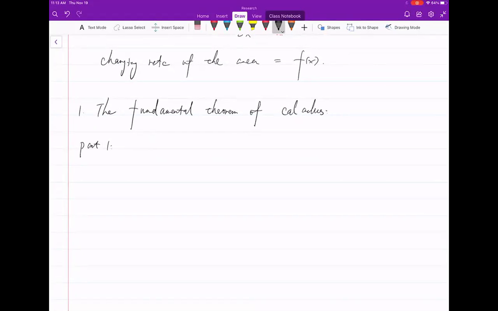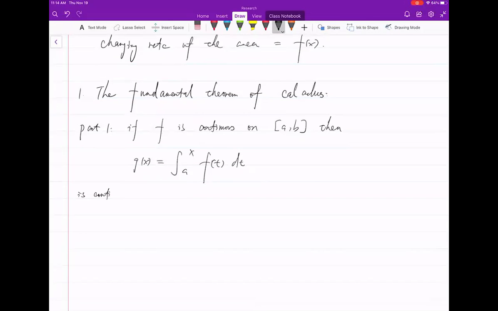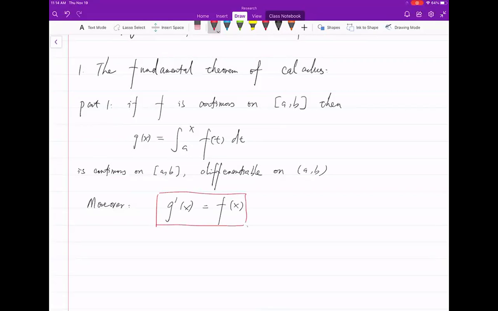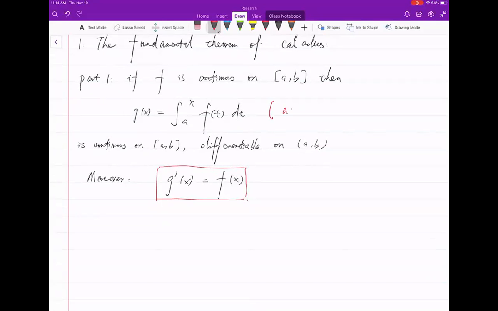Okay, the first part: if f is continuous on [a, b], then G(x) defined by this is continuous on [a, b], differentiable on (a, b), and moreover, that's the most important thing, G prime of x equals f(x). This G(x) is called the accumulation function.